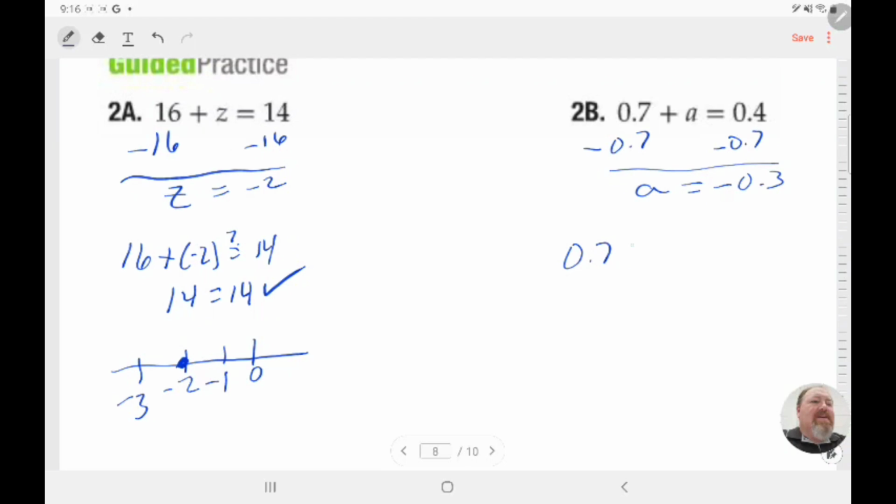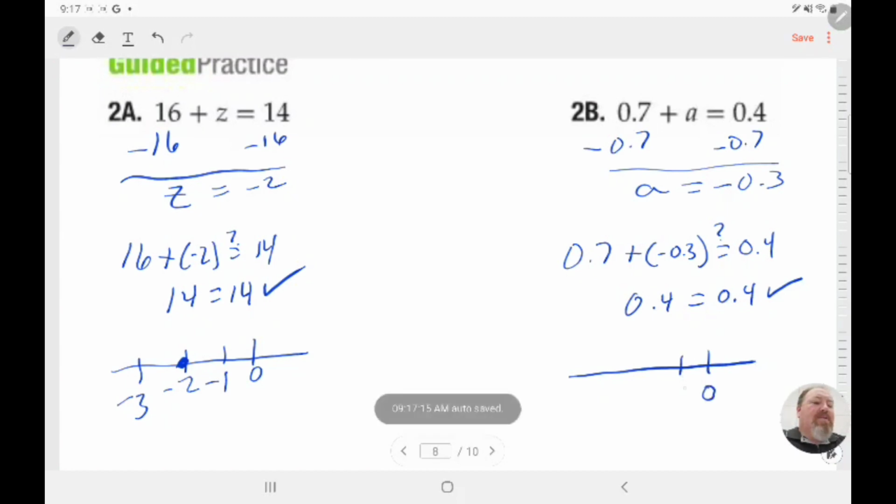So 0.7 plus a negative 0.3 should equal 0.4. And opposite signs, so we subtract. 7 minus 3 is 4, so that is 0.4, which does equal 0.4. And then on a number line, we would have 0, negative 0.1, negative 0.2, negative 0.3, and it would go right there.